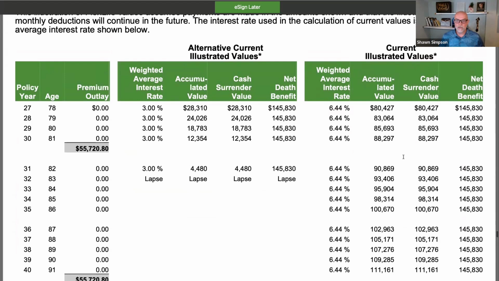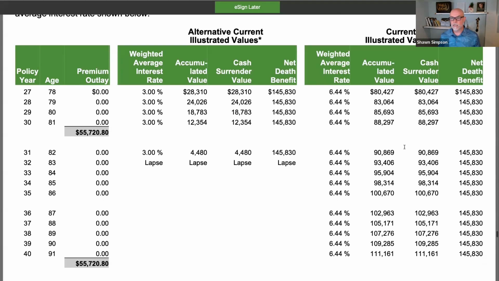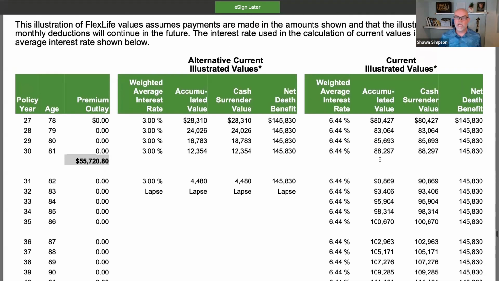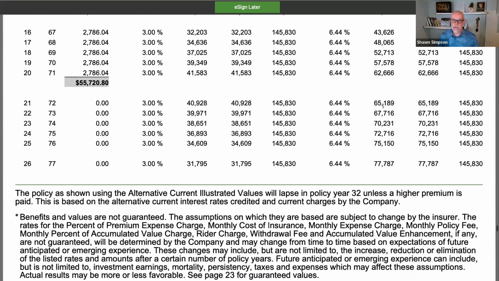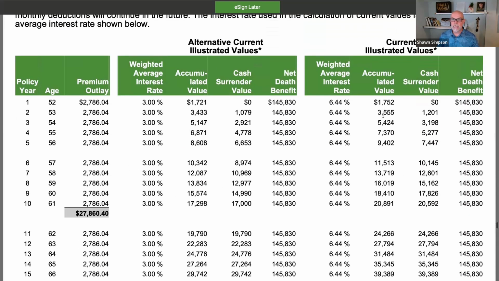And a lot of times what I do is I'll kind of let them know that most carriers under-promise and over-deliver, right? So this may be a little bit low right now and it may go higher. But if the market does lose money, you get to keep all of your money because it doesn't go below zero. Okay. Now, the next one is accumulated value. That's this column right here. Accumulated value is the amount of cash, the cash portion of your payment that is going into the market.